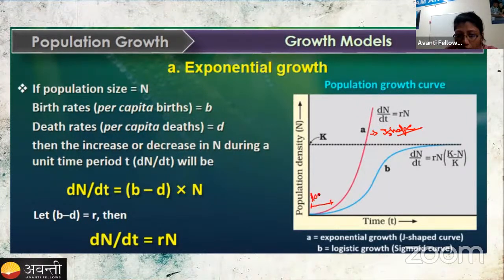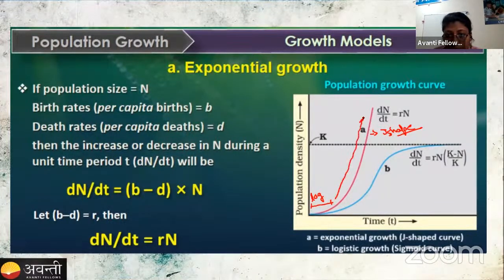The first phase is the lag phase of the curve. This phase shows that the organism is taking time to get adjusted to the environment. And then after this lag phase, we have a steep slope or a straight line here, which represents the exponential phase.